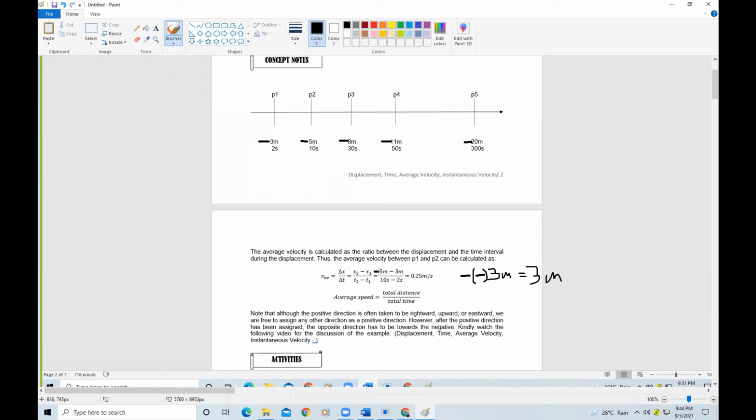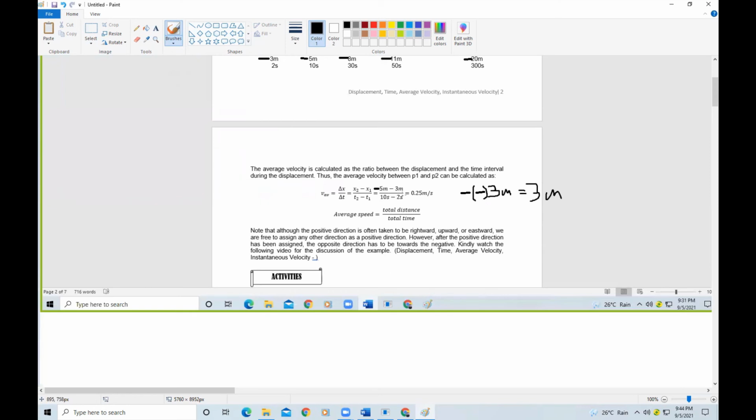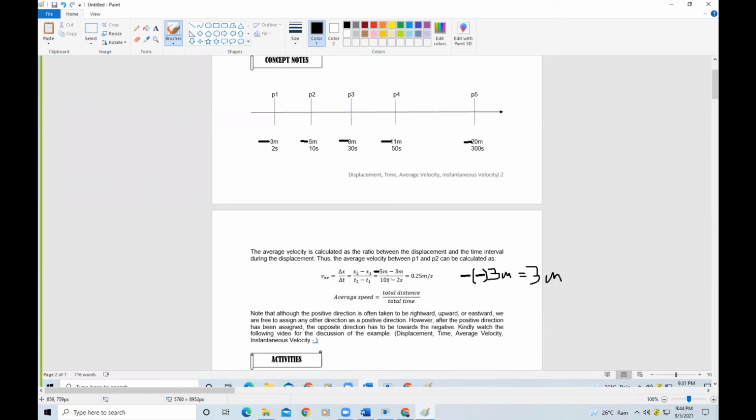So for this one, instead of 5m minus 3m earlier in the example, since we changed the direction, we have negative 5m plus 3m. Negative 5m plus 3m is equal to negative 2m, all over. We do the same for the time.